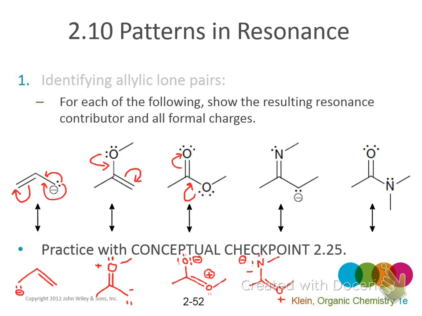Okay, and then the last one. What do I got on there? I got two groups like that, and I have three lone pairs, negative charge and positive. So that's what you should end up with when you push the electrons around. Okay, I'll go on to the next thing.